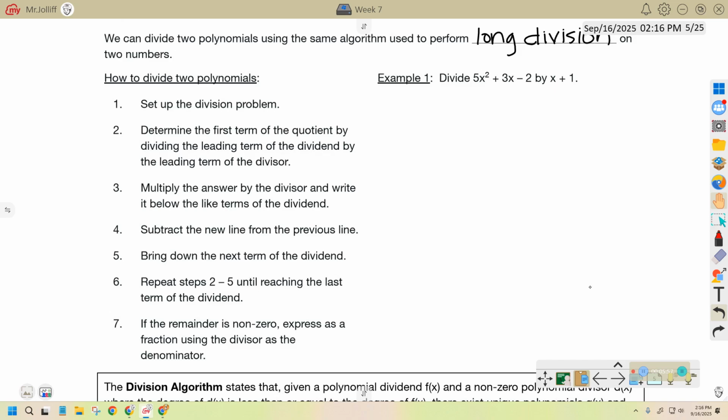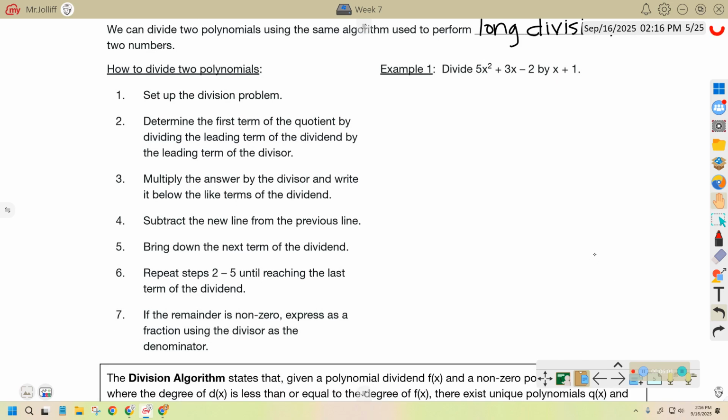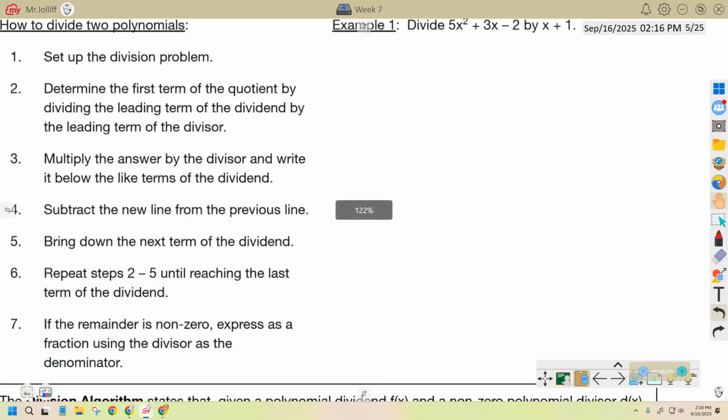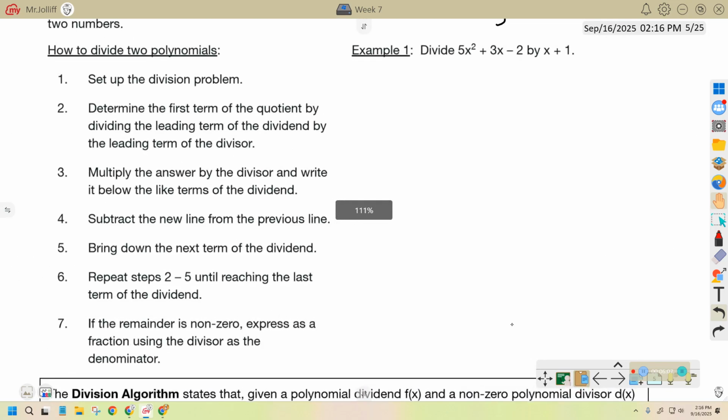Nice deep breath. Come on. Why is it not cooperating today? This TV hates me.